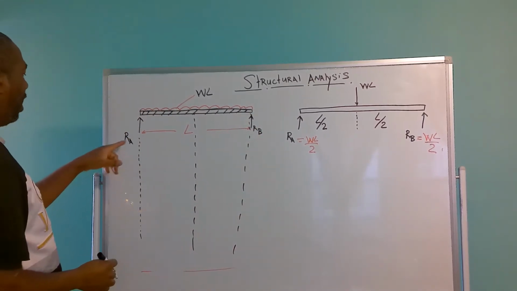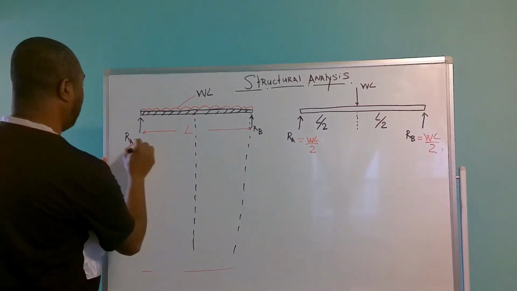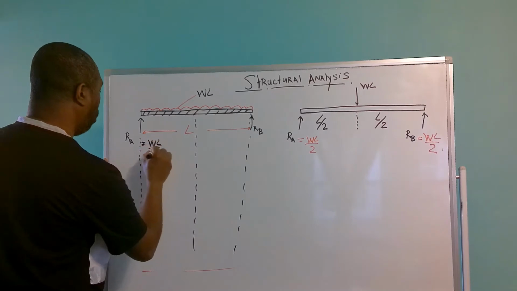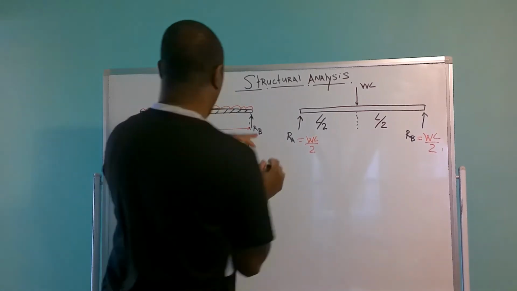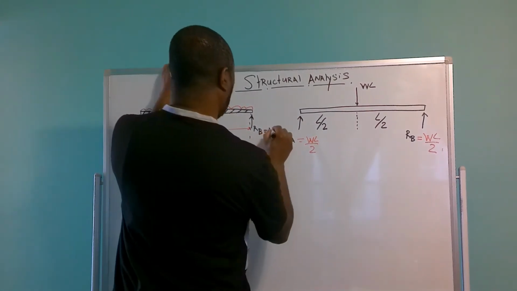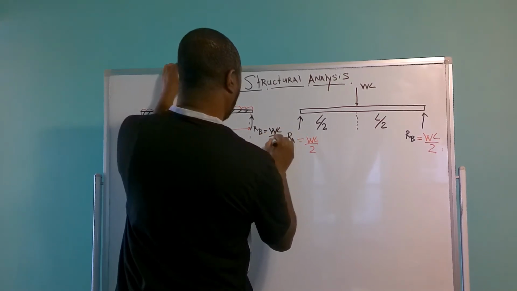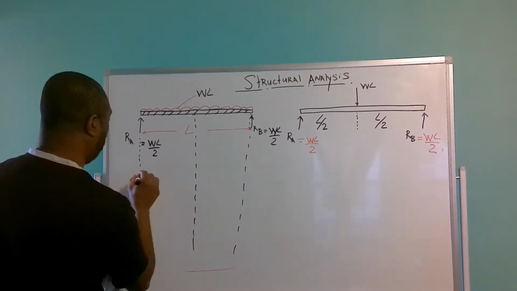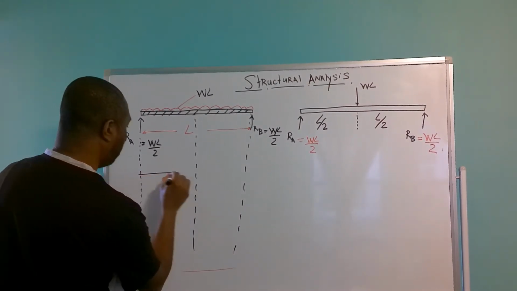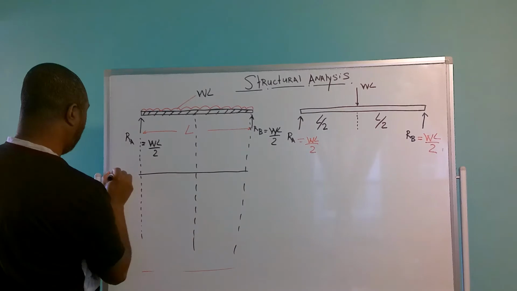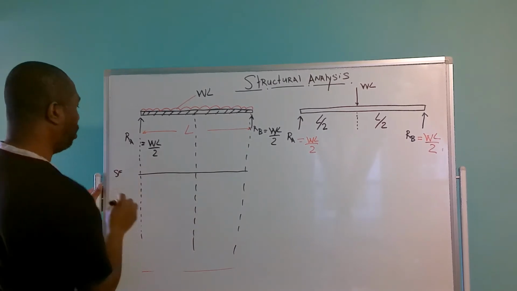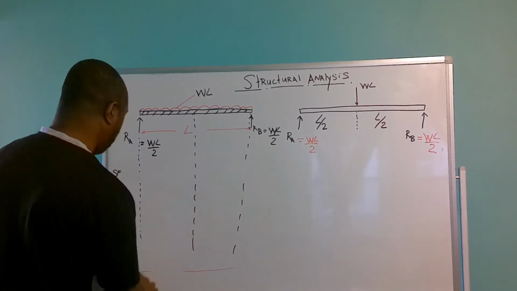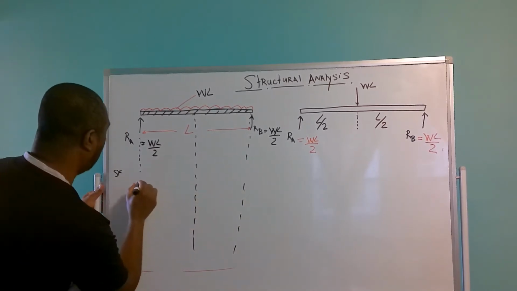And of course, the reaction at A is going to equal WL over 2, and the reaction at B is going to equal WL over 2. So our shear force is going to look like this. So this is the shear force diagram here. No, this is too close. Let me go down some more, because I want this diagram to be clear.